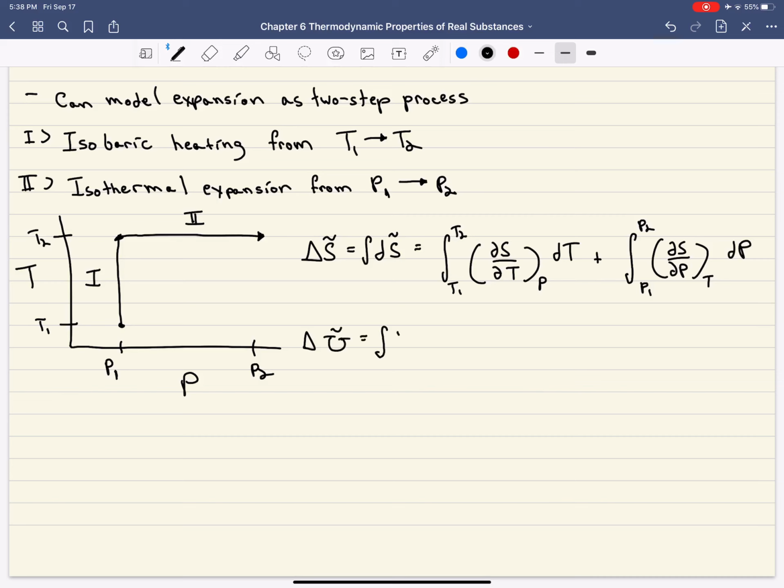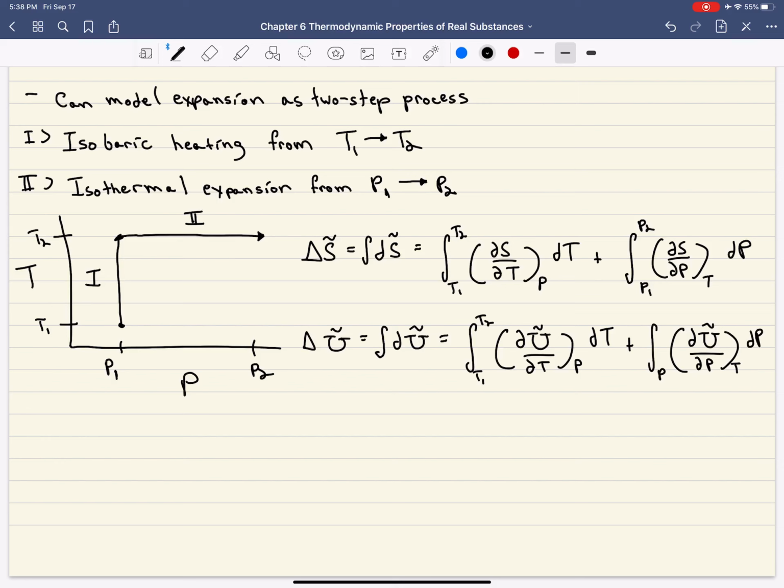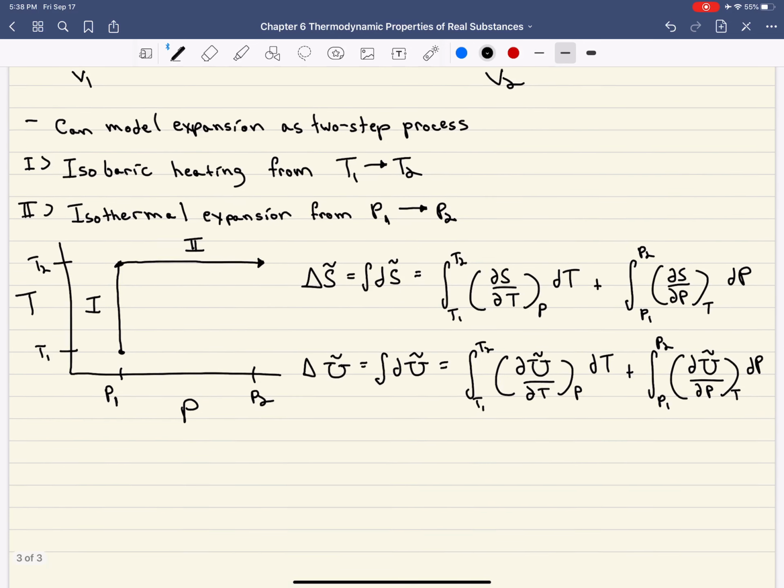Just for completion's sake, I'll show you this. One could also look at how internal energy changes as a function of temperature while holding pressure constant, and then look at how internal energy changes as a function of pressure while holding temperature constant as we go from P1 to P2. Okay? Alright, and so, that's the experiment we do.